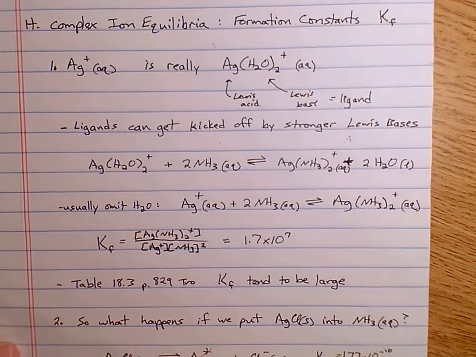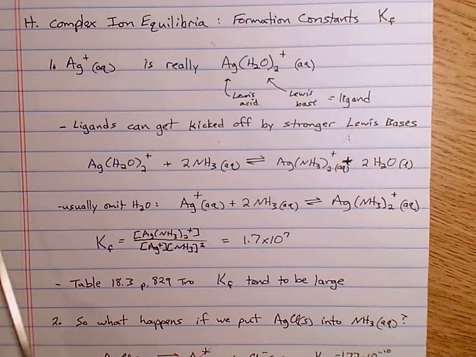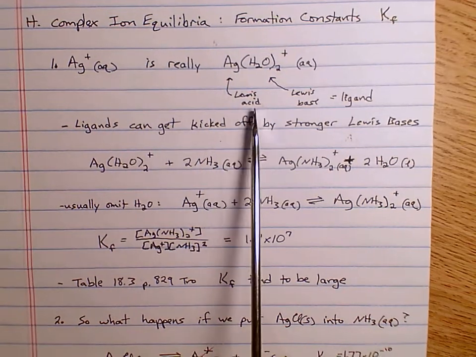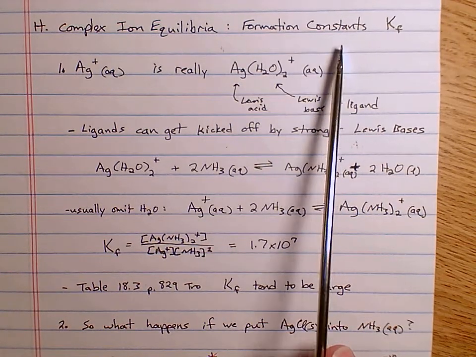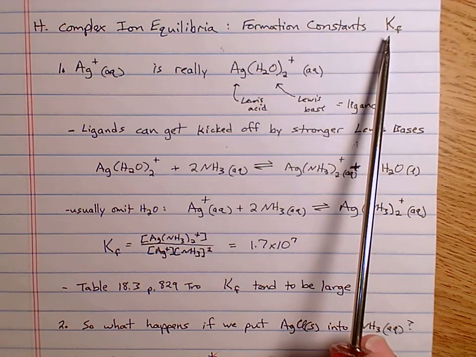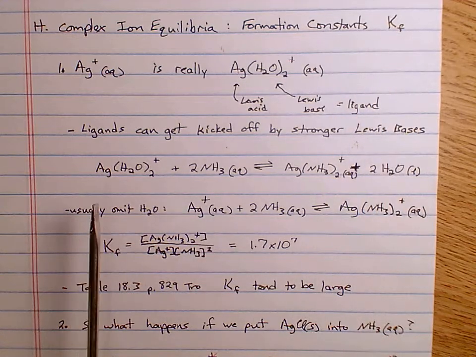But let's move on to something that, believe it or not, is also going to help you in the qualitative chemical analysis lab: complex ion equilibria and formation constants. These equilibrium constants are called Kf, formation constants. It is the constant when a metal ion reacts with a Lewis base.